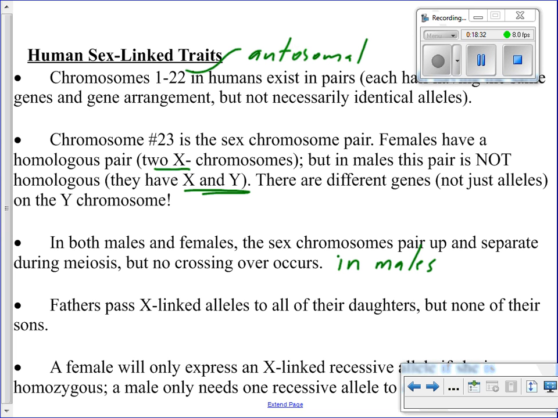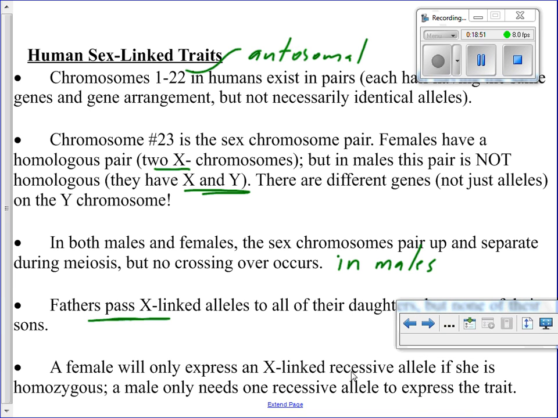A couple of important points that are useful to remember: fathers pass X-linked alleles to all of their daughters. Males only have one X chromosome. All females, all daughters, will get that X chromosome from the fathers. And a female will only express an X-linked recessive allele if she is homozygous, and we'll see a couple of nice examples of this. But males only need one recessive allele to express it. And that is a really important point, and that is the reason why when we are talking about X-linked recessive traits, they are much, much more common in males than they are in females.